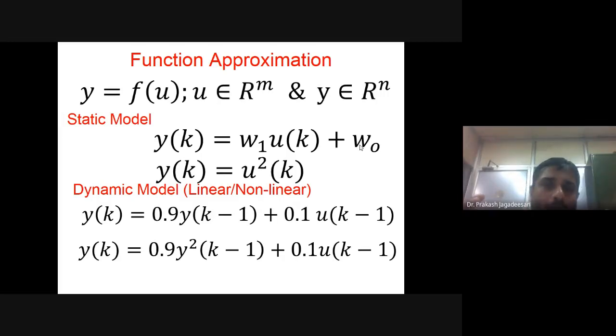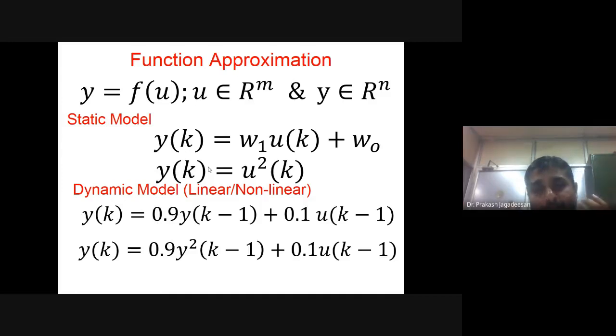In the second example, y of k equal to u squared of k. So the square of the input, u is the input, at discrete time instant k, is used as a mapping function. This is basically a mapping. So your f of u is nothing but u squared of k. Basically I want to build a relationship such that y of k equals u squared of k. That is our interest.